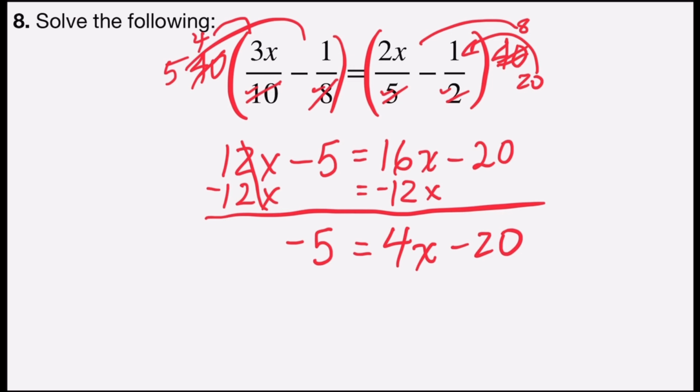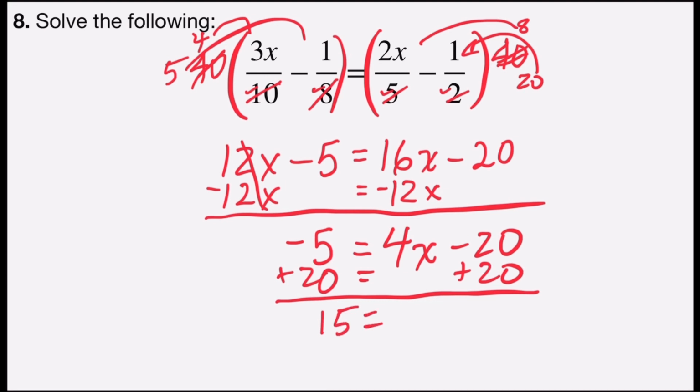Now I have a two-step. I'm going to add 20 to both sides in order to isolate the variable term 4x. Negative 5 plus 20 is 15. Negative 20 plus 20 is 0. 0 plus 4x is 4x.